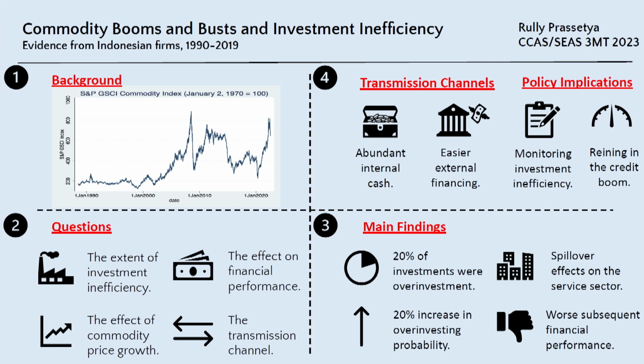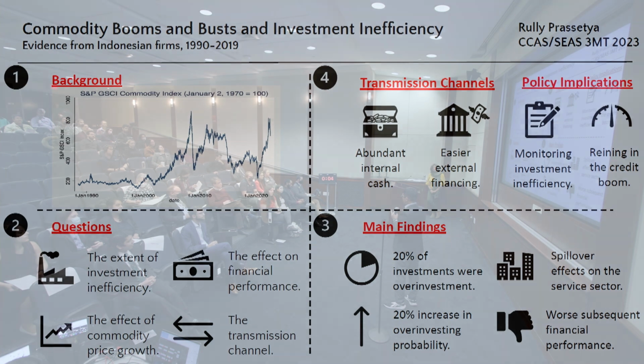So what do we do about it? I think first, we need to monitor firms' investment inefficiency. And second, the government could rein in bank credit growth, especially during the boom period. And finally, to improve the overall corporate governance condition so that the managers make investment decisions that are good for the firm's owner. Thank you.